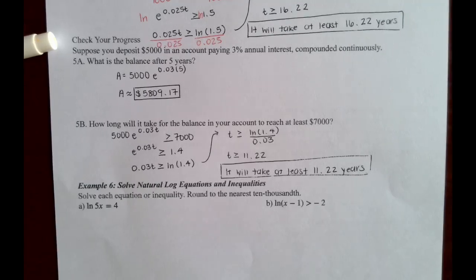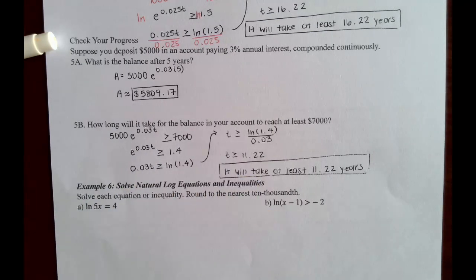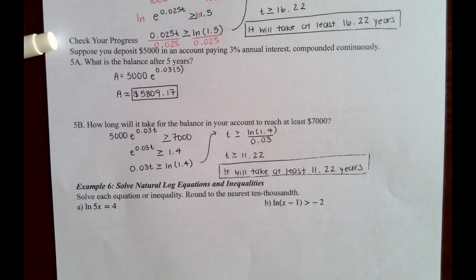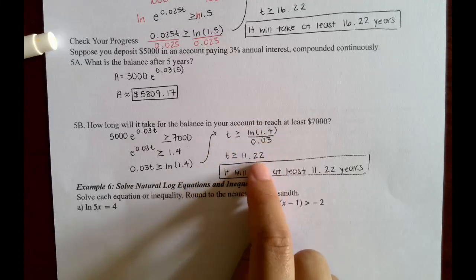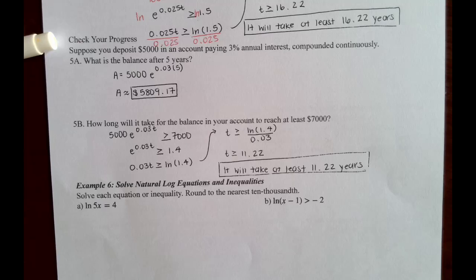Get rid of the e by doing natural log on both sides, so ln on both sides. That leaves me with 0.03t, and then ln of 1.4. And then, since this is connected by multiplication, get rid of it by dividing. So then I get this. To enter this into my calculator, I get approximately 11.22, and so that's why it will take at least 11.22 years.